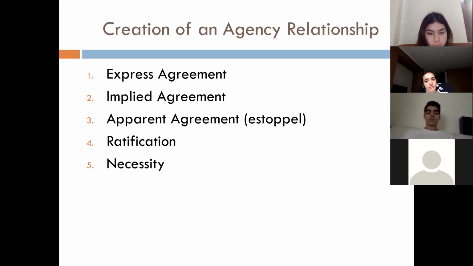And number 2 is implied. It's clear that I want Carlotta to be my agent, but it's not direct. Not direct, but clear. So what does that mean? Let's say that I have a business in Shanghai and I sell paint for artists. And Carlotta, we're good friends and you know that I keep all the paint in a storage warehouse in Shanghai, and you have the key.